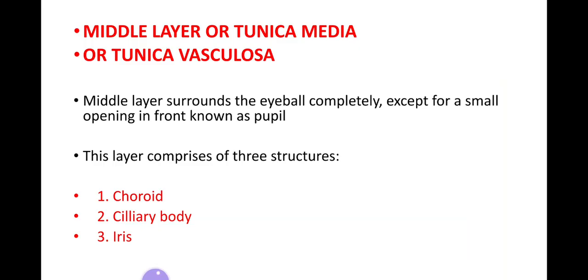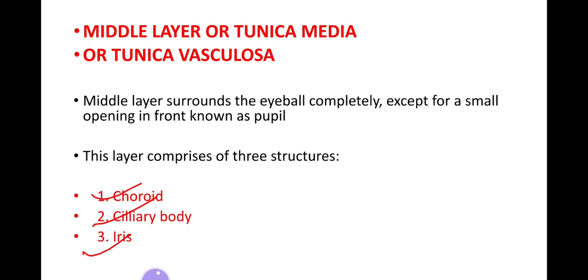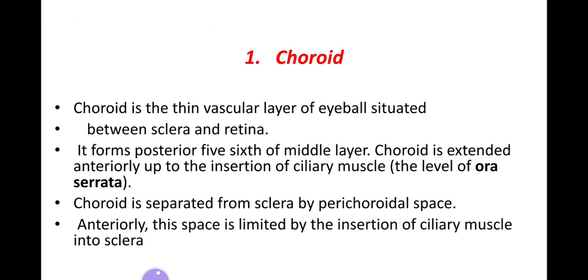Next, middle layer or tunica media or tunica vasculosa. Middle layer surrounds the eyeball completely except for a small opening in front that is known as the pupil. This layer comprises three structures: choroid, ciliary body and iris. Now we will study the basic structures and functions of all these layers.